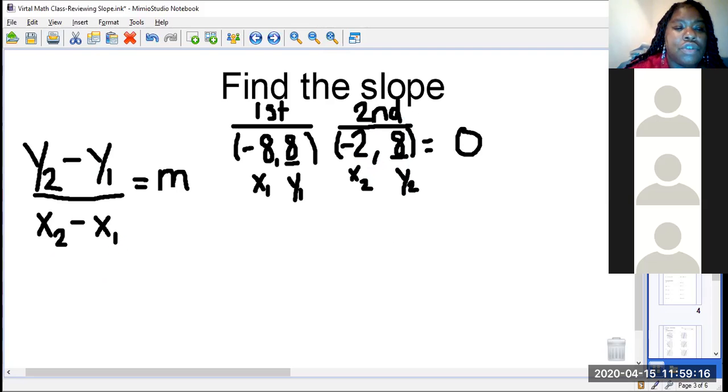All right. So using this formula here, and I'm not going to rewrite it because I honestly don't need to, I'll just write under it. I have y2 minus y1. So I have 8 minus 8. And that's going to be over what?